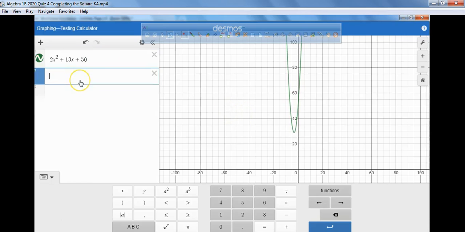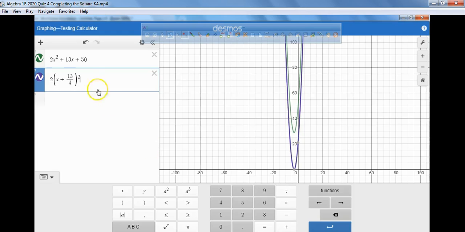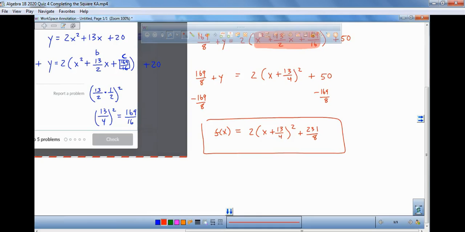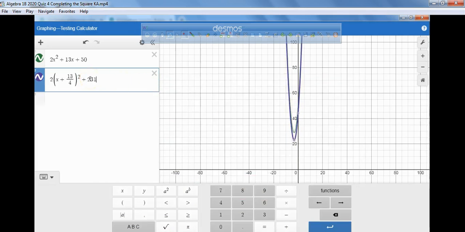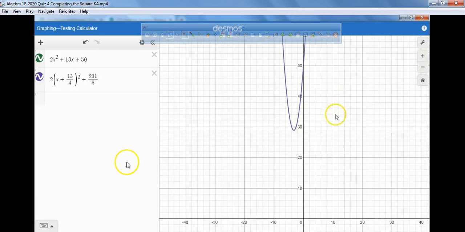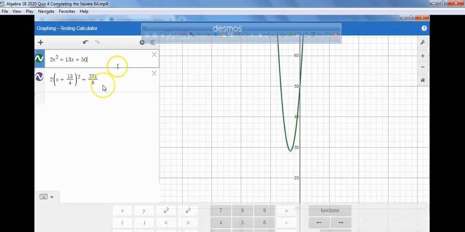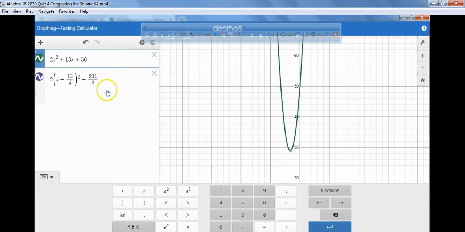So you'll see that if the constant, the y value, would have been 50, then I did everything correctly and found the correct answer in vertex form with the 231 over 8. And you'll see that these end up matching the same parabola. Okay. The only problem was that's supposed to be a 20, not a 50 right here. But if this was the original equation, this would be the equation in vertex form for the second equation.